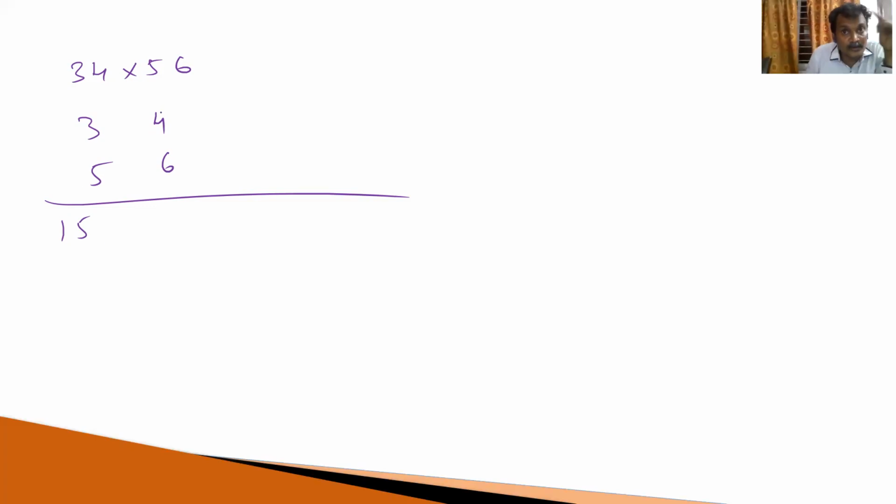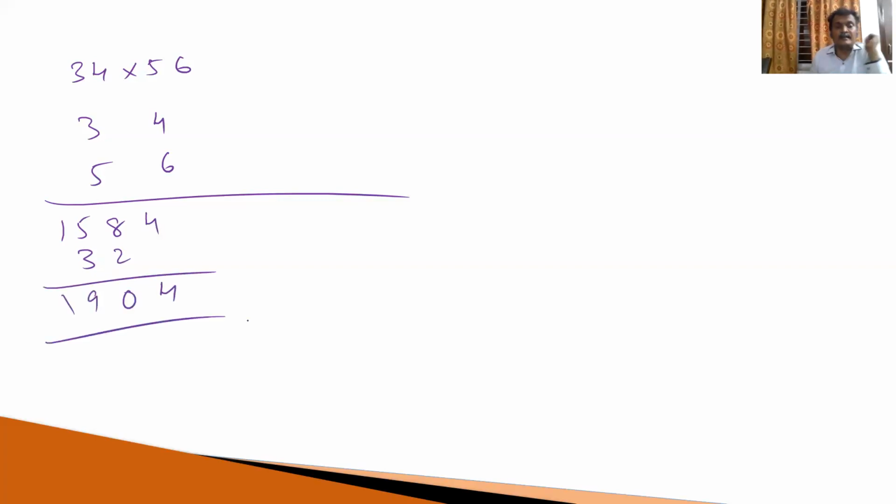5 times 4, 20. 18 plus 20, 38. So here 2 digits are there. So 3 is carried to the 5 and 8. 4 times 6, that is equal to 24. So 2 is carried and 4. So what is the answer? 1904, which is the right answer.